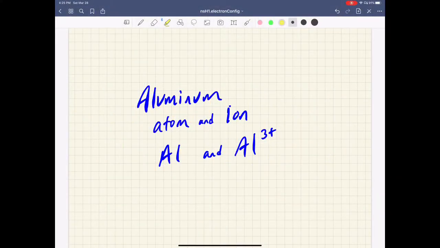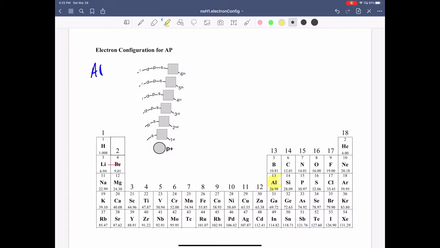Okay, let's begin our treatment of ions with the aluminum atom and the resulting aluminum ion that forms. So aluminum, of course, has 13 protons, and it has 13 electrons, the aluminum atom, and so 2 electrons, 1s2, 2 more electrons in the 2s2.